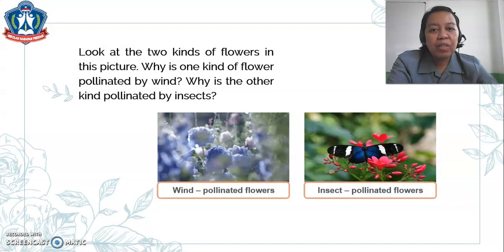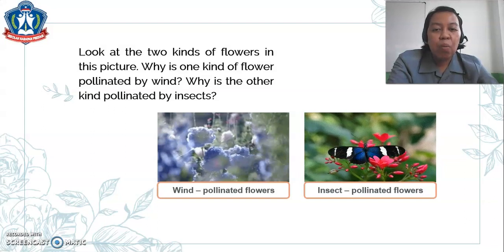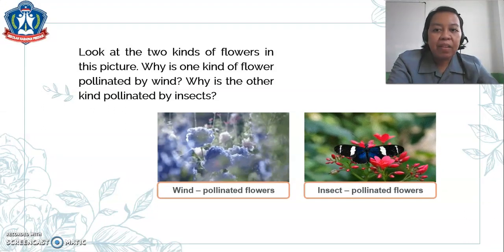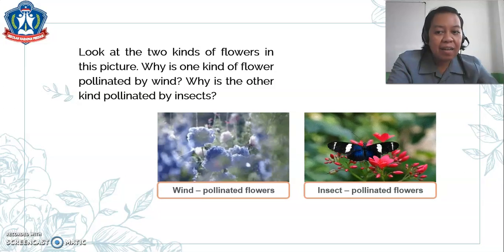Look at the two kinds of flowers in this picture. Why is one kind of flower pollinated by wind? Why is the other kind pollinated by insects?